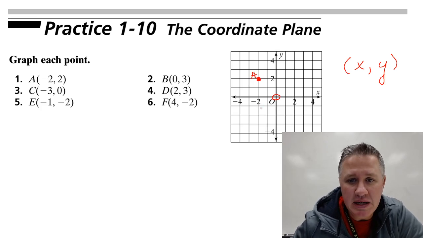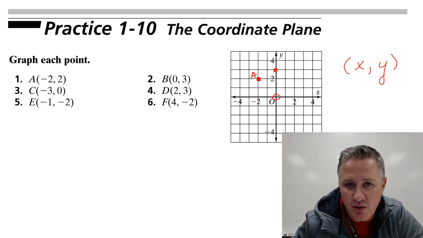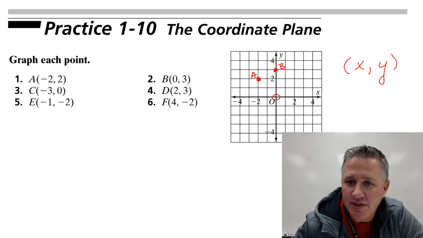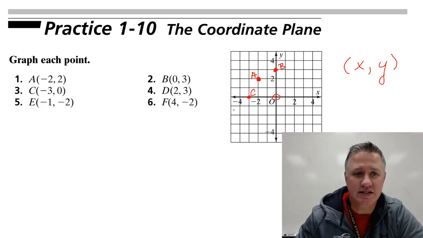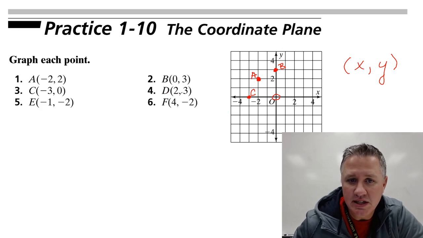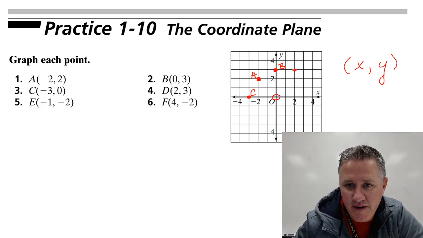Okay, next one. B, 0, 3. I travel 0 in the X and 3 in the Y. So 0, 3 would be located right here. That is point B. C, -3, 0. I go -3 in the X since it comes first, and 0 in the Y. So C belongs right there on the X-axis. 4, D is on 2, 3. So 2, 3 is right here. I'm going to label that D.